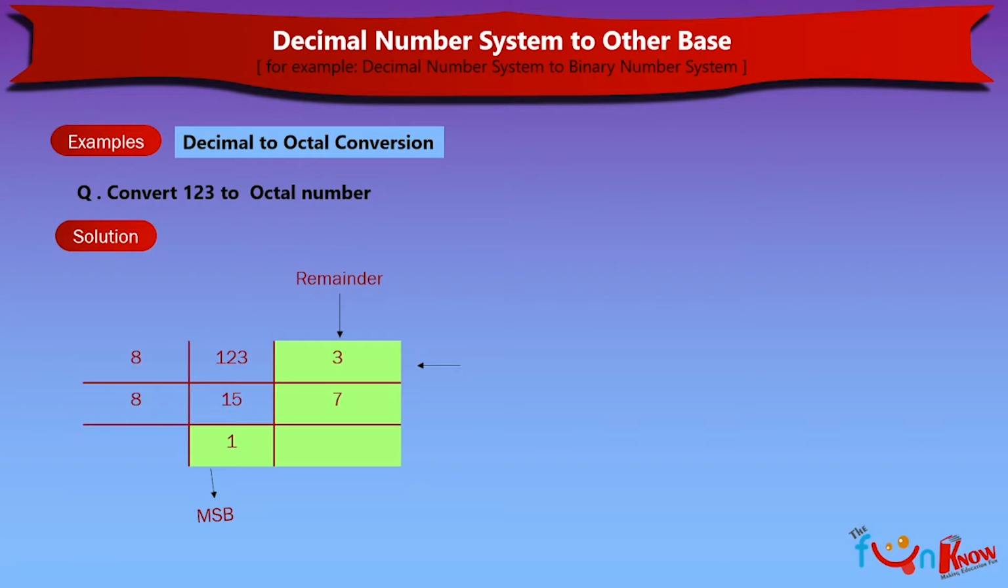Whatever the remainder you are getting from 123 divided by 8, and whatever the values you are getting, you can just write it, and this is how you can write the values as 123 to the base 10. The decimal value is getting converted to this. So this is the remainder of the value, which is 1, which is most significant bit. Then 7 and 3 will be the values, which is 7 will be the middle value and 3 will be the LSB, which is least significant value.